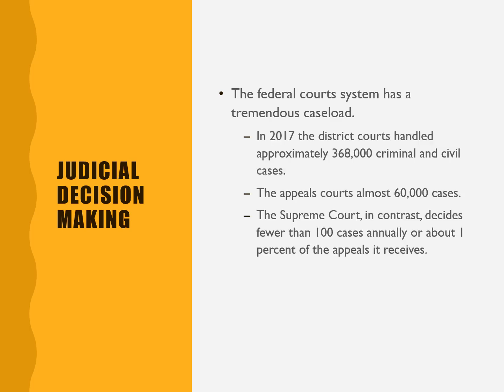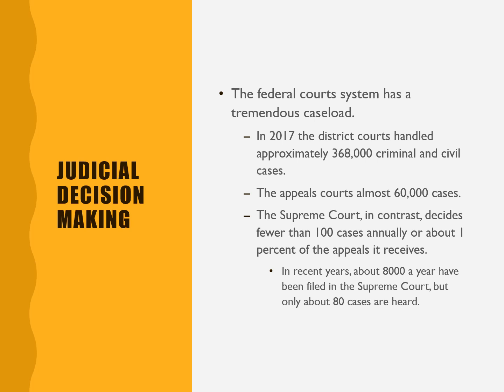When we talk about judicial decision making, we're often left to say it depends an awful lot on the court and the level of the court in which you're dealing. The federal court system has a tremendous caseload. The district courts handled many, many cases. In 2017, 368,000 criminal and civil cases. Of these, 60,000 are appealed to the courts of appeals. The Supreme Court, on the other hand, decides fewer than 100 cases, about 1% of the appeals it receives, or what they actually call petitions for certiorari. They receive about 8,000 a year, and in recent years it's even been maybe about 80 cases that they've heard a year. So obviously the Supreme Court has a lot more time to give consideration to the cases.